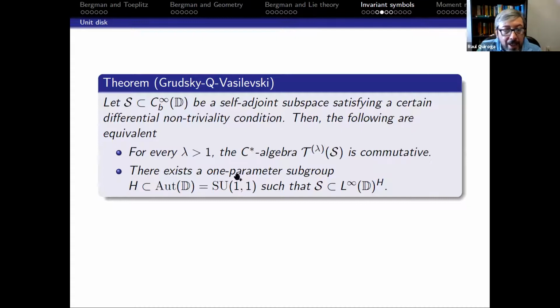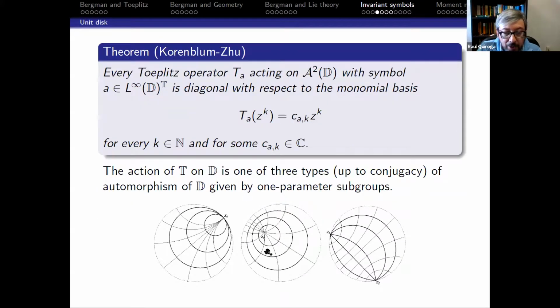And the symbols are given by H invariant symbols, where H is a one parameter subgroup. So the claim is that these three pictures give you commutative C-star algebras, and this is the only way to obtain commutative C-star algebras generated by Toeplitz operators.